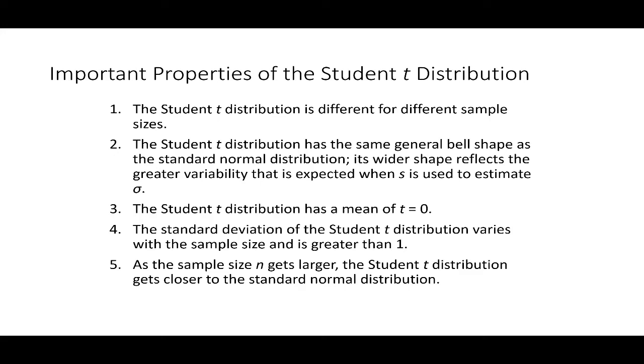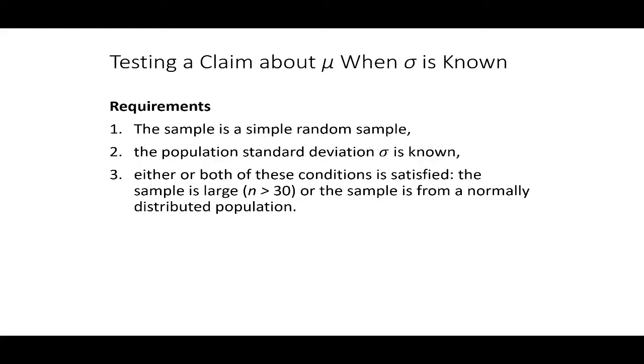So this is the information about the student t distribution, which we already discussed in a previous chapter as well. The student t distribution is different for different sample sizes. For the student t distribution, the mean should be 0. The standard deviation of the student t distribution varies with the sample size and is greater than 1. As the sample size gets bigger and bigger, the student t distribution is very similar to the normal distribution.